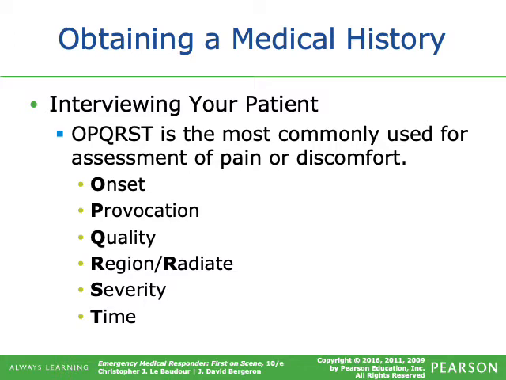The region/radiate is for R. Region means where is the pain occurring, and the radiate is does it move anywhere. So if you're having pain in your chest, does it radiate to your left arm? That's what we're looking at there. Severity is how bad does it hurt. We generally measure that on a scale of 0 to 10, 0 being no pain at all, 10 being the worst pain you've ever felt in your life. The answer is always 10 most of the time. And the time, how long has the pain been hurting?